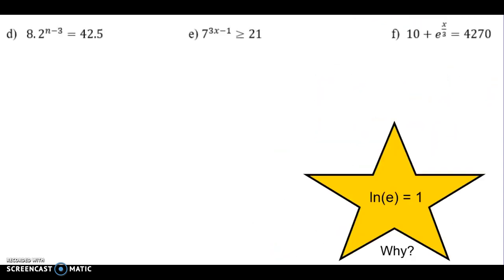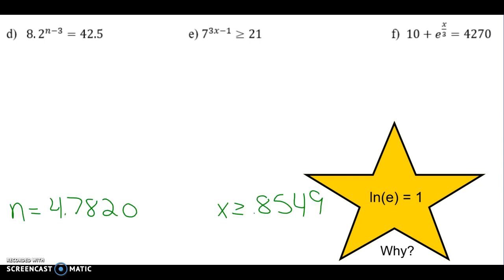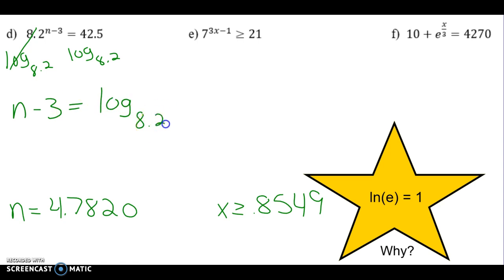All right. Try and do, let's have you do E. Do E on your own. So D is kind of weird because what is the base of the exponential? It's a decimal, but that's okay. I can still log base 8.2 both sides. So that cancels out, and I get n minus 3 equals log base 8.2 of 42.5.